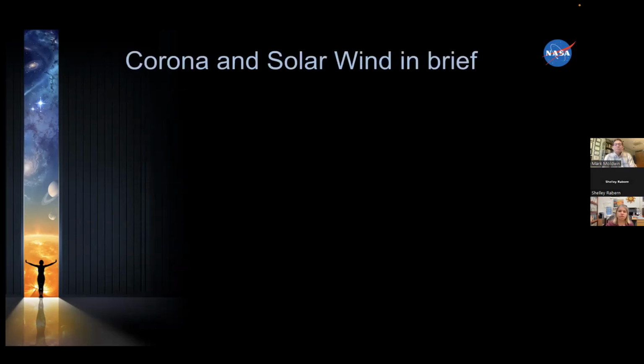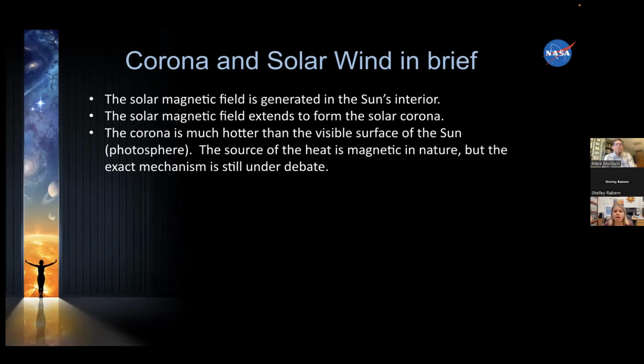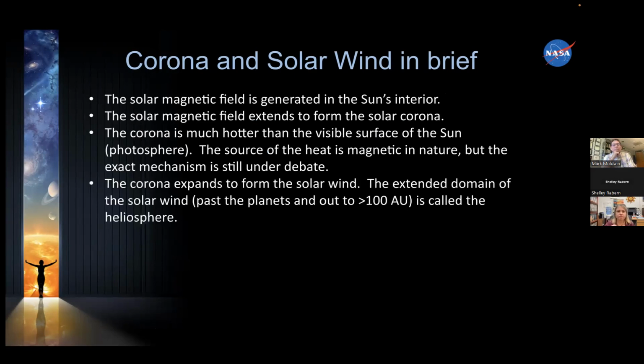All right, so let's go a little bit slower, but not too much slower. The solar magnetic field is generated in the sun's interior. The solar magnetic field extends to form the solar corona. The corona is much hotter than the visible surface of the sun, which is called the photosphere. The source of the heat we know is magnetic in nature, but the exact mechanism is still under debate. The corona expands to form the solar wind. The extended domain of the solar wind goes out far past the planets, beyond 100 AU, and this is called the heliosphere.